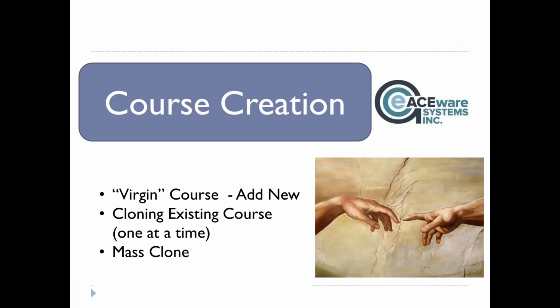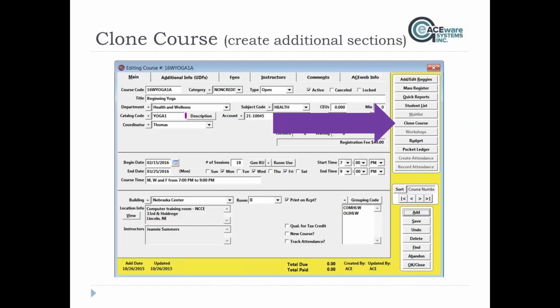All right, jumping into course creation. And again, obviously you can do add new and start from the beginning on a brand new course that you've never done before. But most of the time, three quarters generally, you're probably going to be cloning an existing course. Well, there's a couple of ways to do it. There's actually 3 ways to do it. Number 1 is the single clone. You look up a course, hit the clone button, it'll ask you to put in a new course number, and you're on your way. All right, and for one at a time, that's fine.